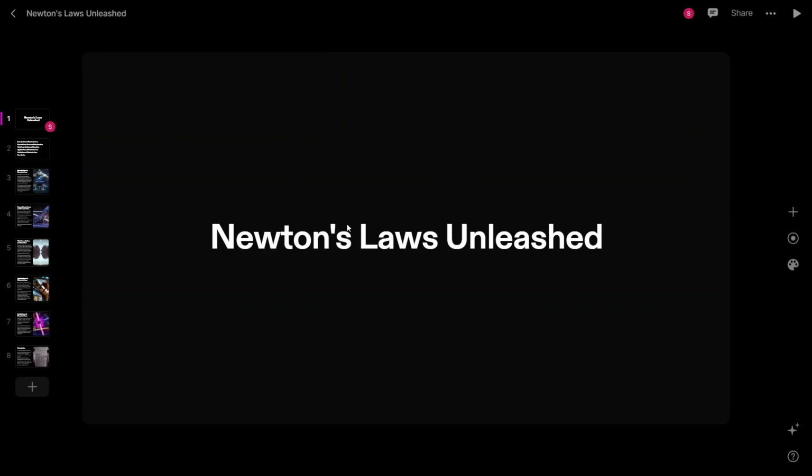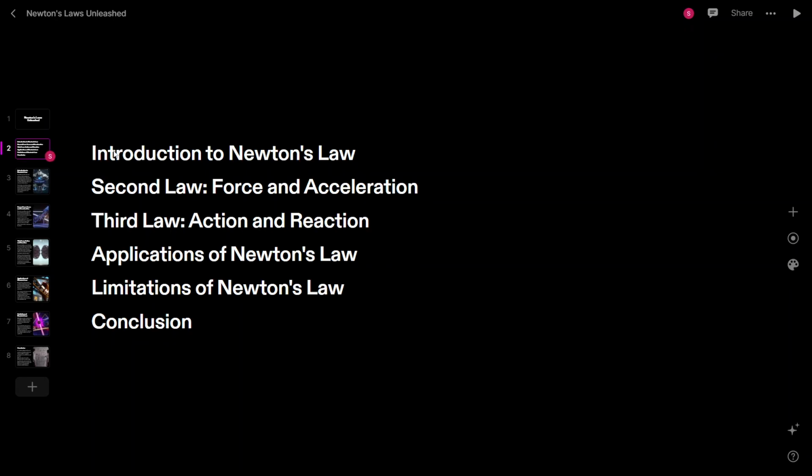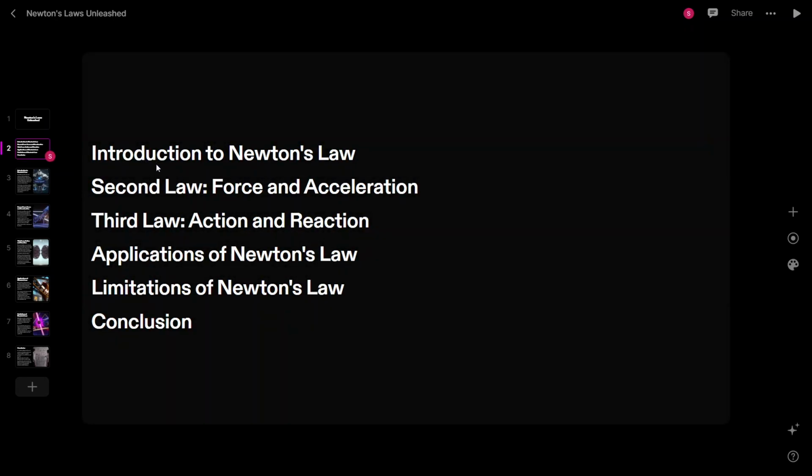Now I'm discussing Newton's laws. Newton's laws are very basic laws from fundamental physics. Today we will cover the introduction to Newton's laws, then the second law, force and acceleration, and the third law, action and reaction. Then we go for applications of Newton's laws, the limitations of Newton's laws, and then the conclusion.